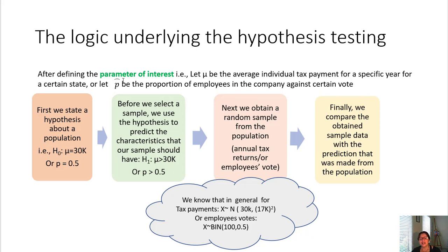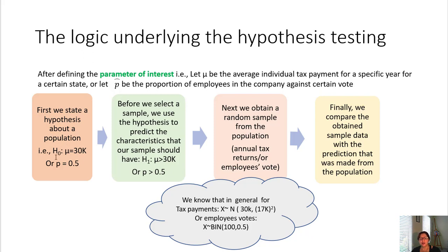So we say let P be the proportion of employees in the company against a certain vote, and then we take a sample, and the proportion of employees in that company from that sample, we represent it as P hat. Now, the first step would be to state a hypothesis about the population.